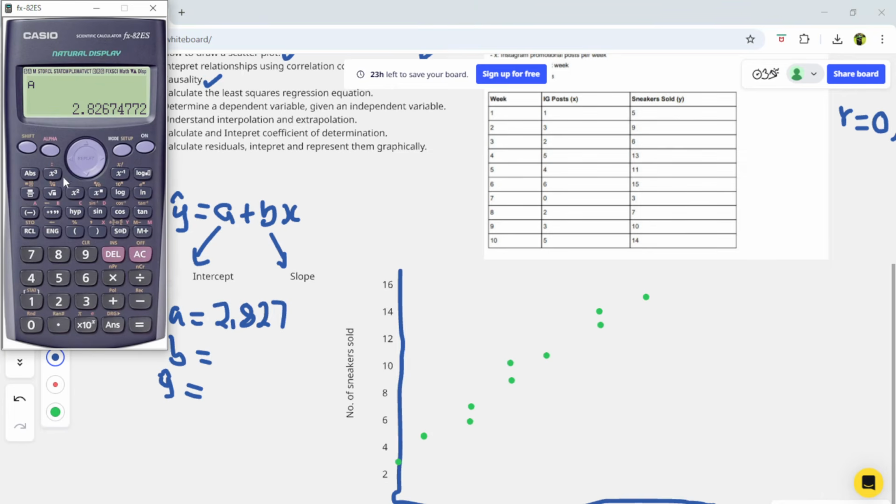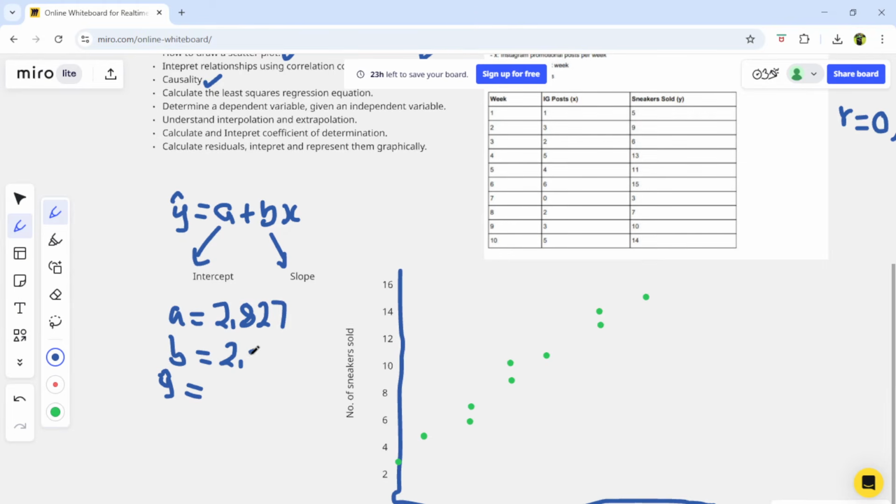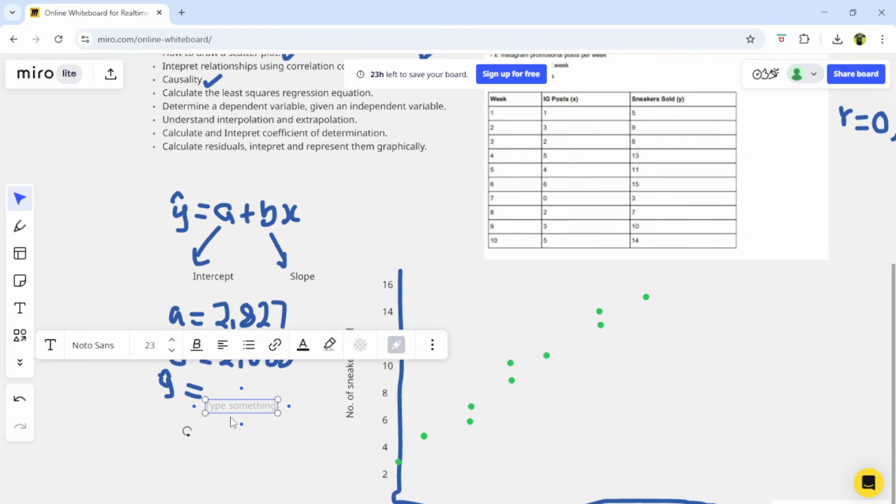Now for the value of b, we press shift 1. The information is still there, then 7, and then press 2 for b. That is equal to 2.088. Now you have this, and you can write y equals 2.827. Since this is a positive number, I'm going to say plus 2.088.